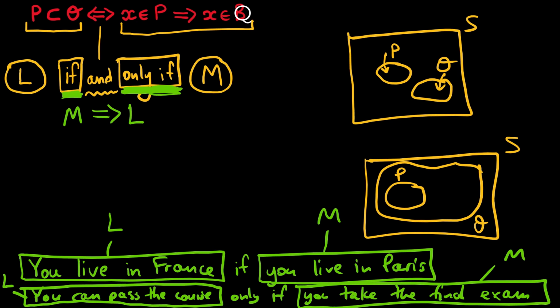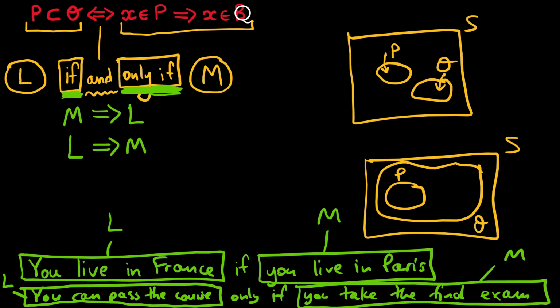So now we are saying that you taking the final exam is necessary for you passing the course. You cannot pass the course if you don't take the final exam. So in this case, what this says is that if you observe L, if I observe that you passed the course, you must have sat for the final exam. So here L implies M.